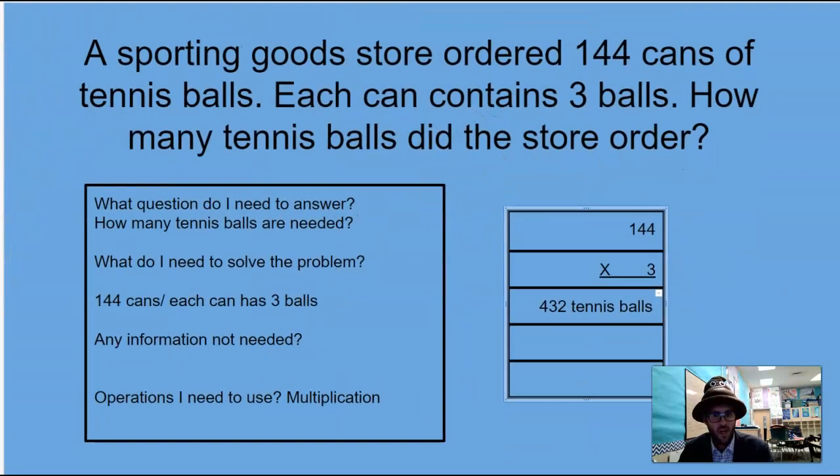Hopefully we're sending you off on a good note here, because this wasn't even a double-digit multiplication problem. It was a 3 by 1 multiplication problem. You had 144 cans of tennis balls multiplied by 3, which got us an answer of 432 tennis balls. So hopefully you are able to give yourself a high five.